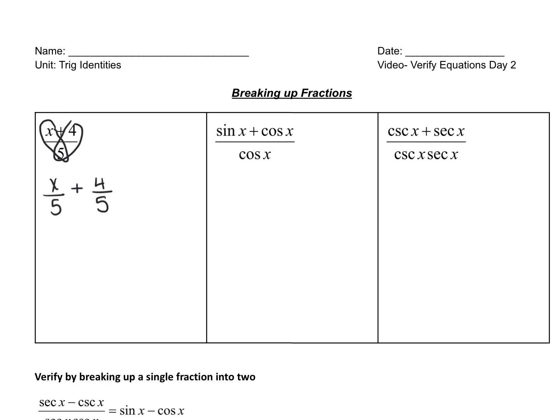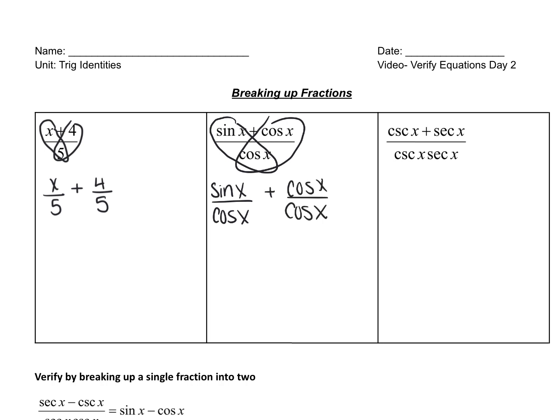We could break up this fraction the same way. This divided by this plus this divided by this. So sine of x over cos of x plus cos of x over cos of x. We know that sine over cosine simplifies to tangent. And we know that anything cos divided by itself is 1. So when we break up the fraction, it could help us simplify.